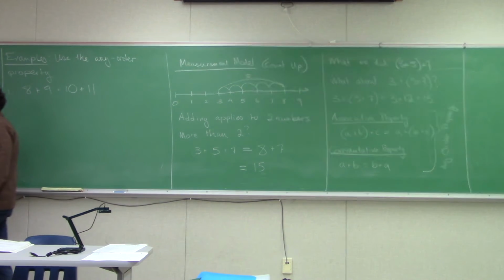Okay, now, the any order property gives us a ton of flexibility for adding. So we can do additions in the easiest way possible. We don't have to start from the left and then add the next one and then take the result from that and go to the next one. Okay? We can be smart about it.